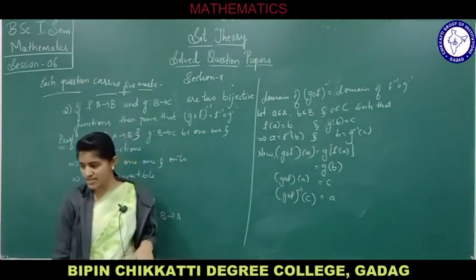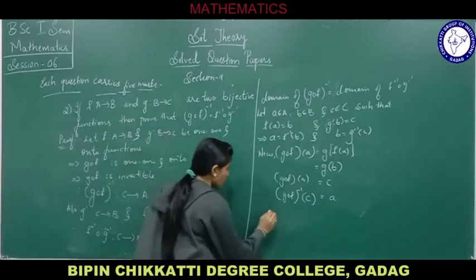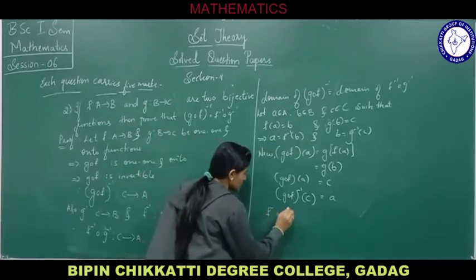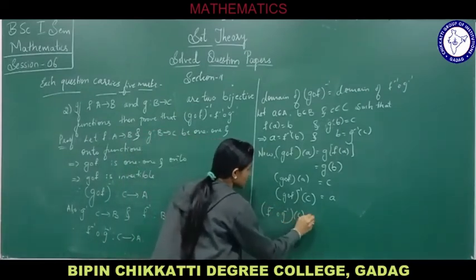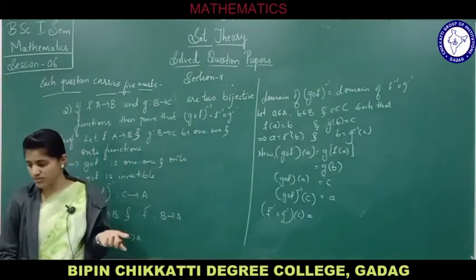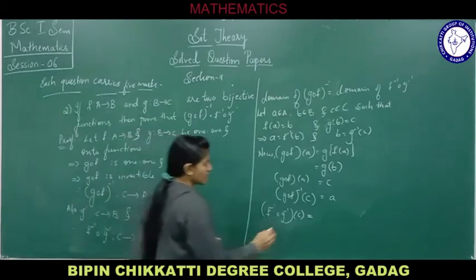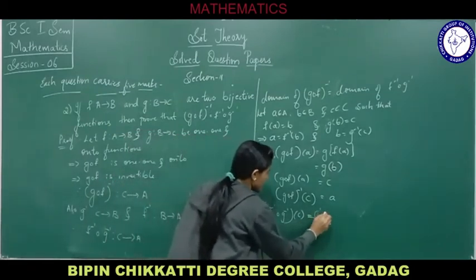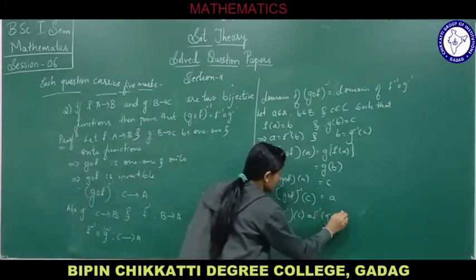Now let us consider f inverse of g inverse of this c. That can be written as f inverse of g inverse of c.